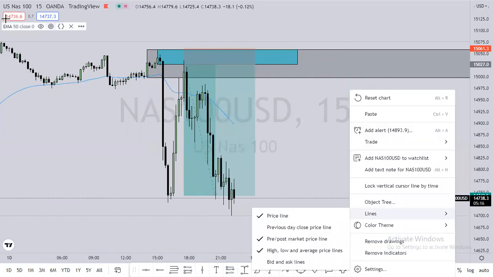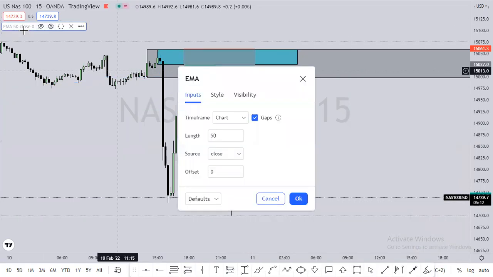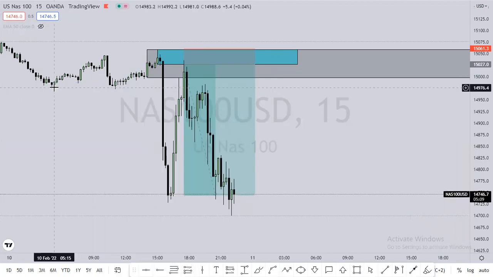Okay, let me move the 50 in it. Sorry. So that was setup number one.